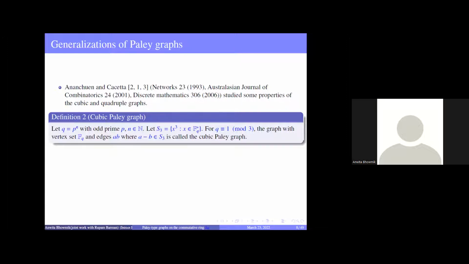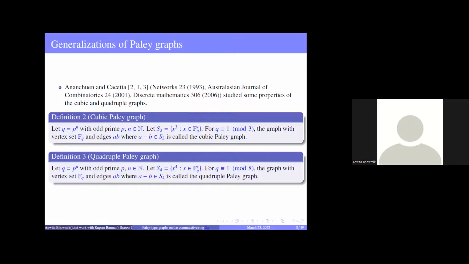For the cubic graph, q is congruent to 1 mod 3, and two vertices a and b are connected by an edge if the difference is a non-zero cube. For Paley, it was a square; here it's a cube. Similarly for quadruple, the difference has to be a non-zero fourth power. And here the condition has to be q congruent to 1 mod 8, so that -1 is a fourth power in order that the graph is well defined.